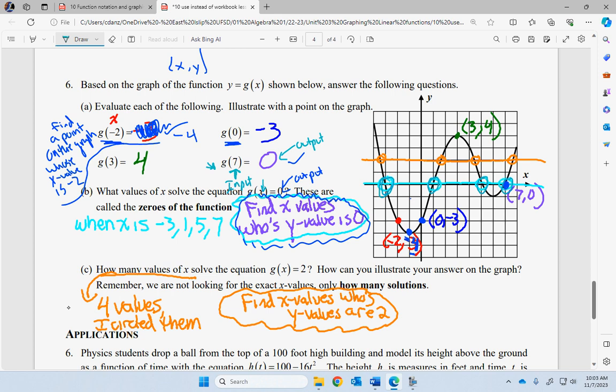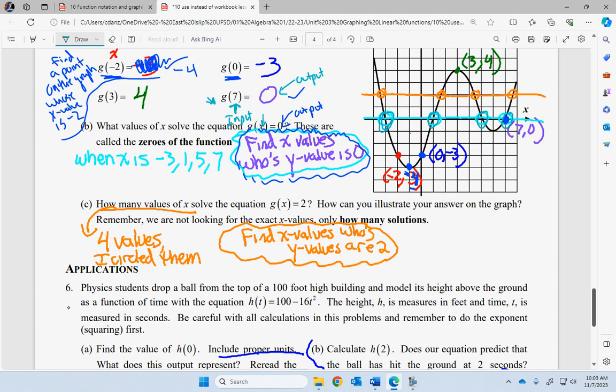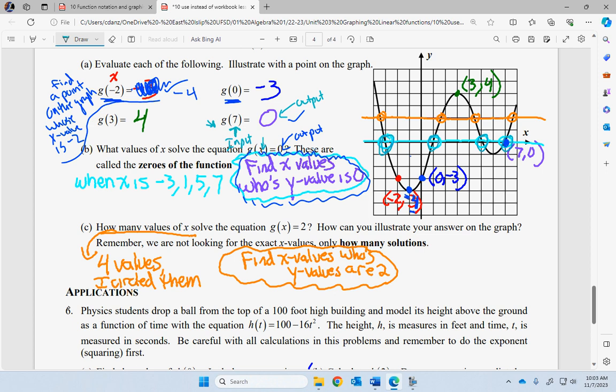If we look at part C, how many values of x solve the equation when g of x equals 2? So now they're telling me find the x values whose y values are 2. So I drew a horizontal line where the y was 2, and I circled them. There's 1, 2, 3, 4. There are 4 values of x whose y value is 2.